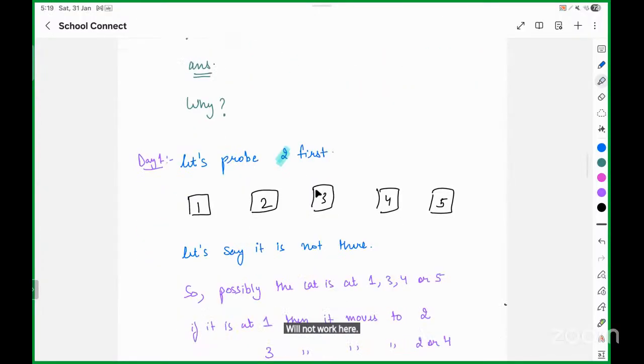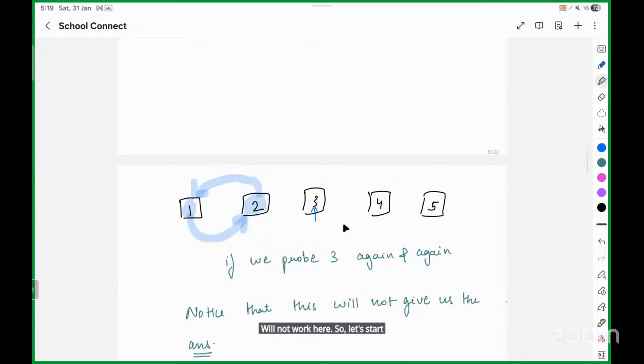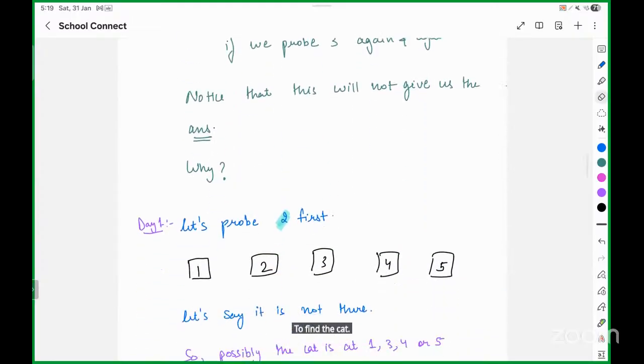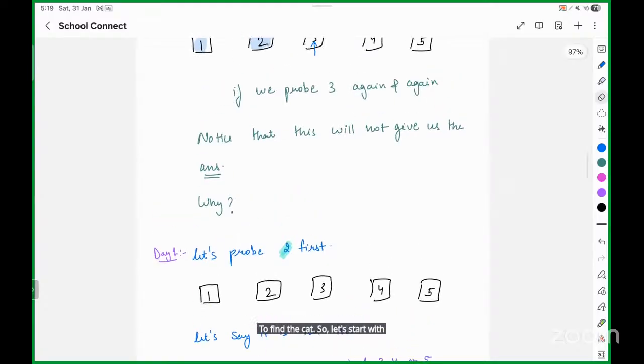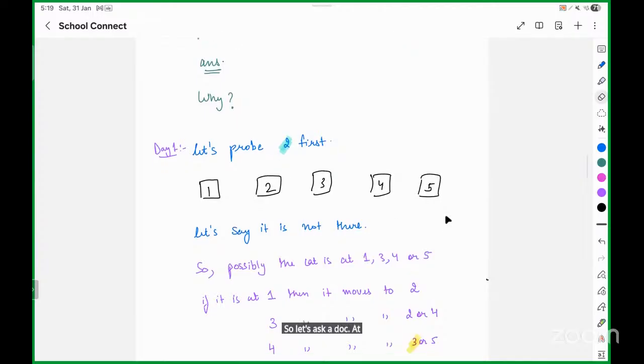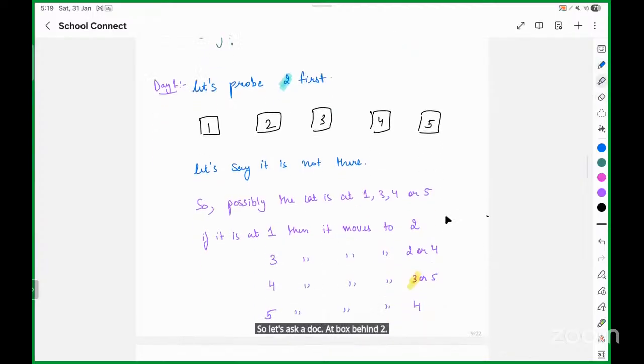So let's start and analyze how we can find the cat. Let's say we don't know the answer and we want the worst-case scenario to find the cat. So let's start by probing, let's say, 2. Let's ask whether the cat is behind box 2 or not.